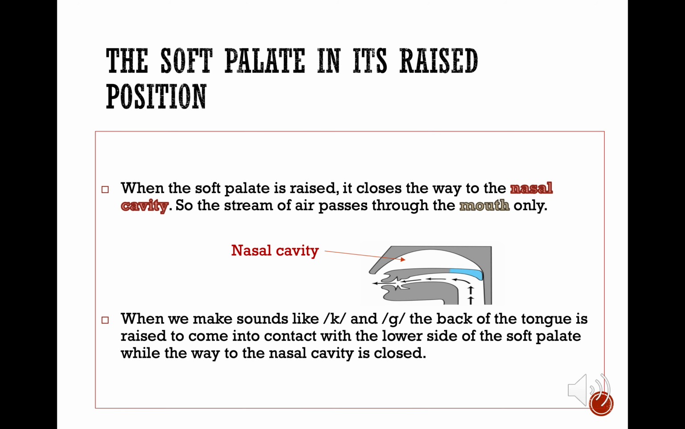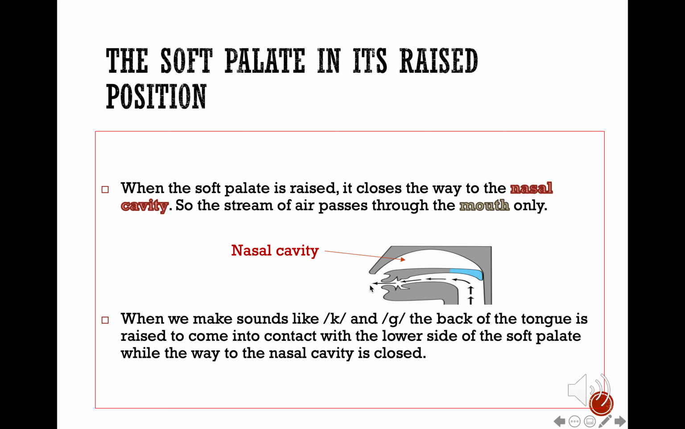There are two positions that the soft palate can take up. The soft palate can be in a raised position and also it can be in a lowered position. So when the soft palate is raised, it closes the way to the nasal cavity. So this is the nasal cavity. Again, when the soft palate is in its raised position, it closes the way to the nasal cavity. So the stream of air passes through the mouth only.